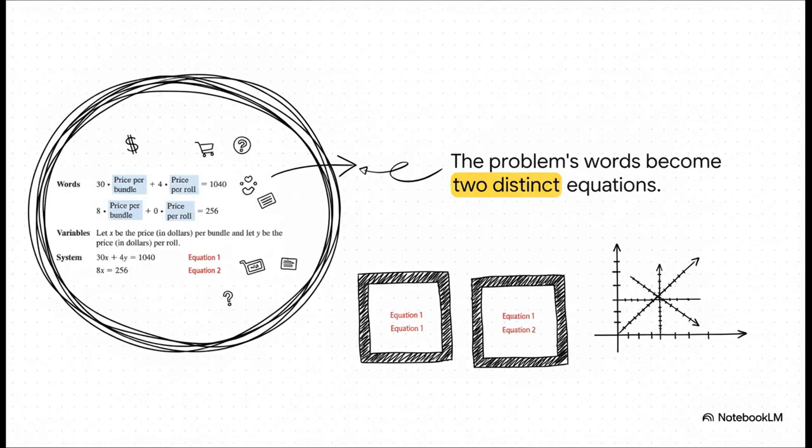This is the magic of algebra. We can turn that story into math. We'll let X be the price of a shingle bundle and Y be the price of a paper roll. So, that first purchase becomes 30X plus 4Y equals 1040. The second purchase? That's 8X equals 256. And just like that, we've got our system of equations.